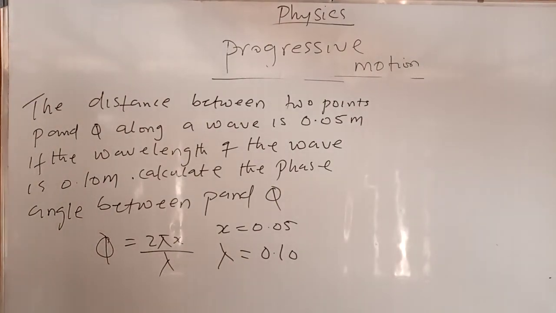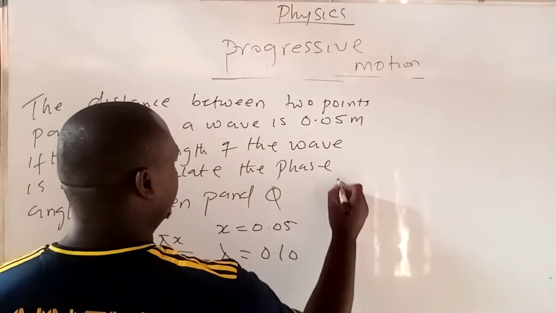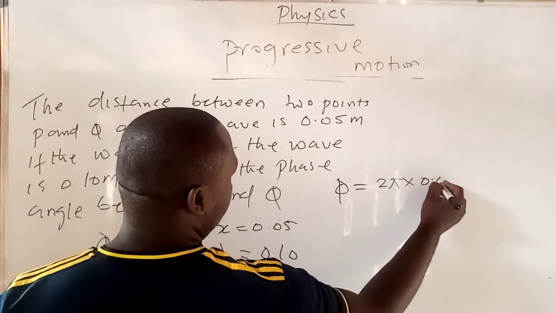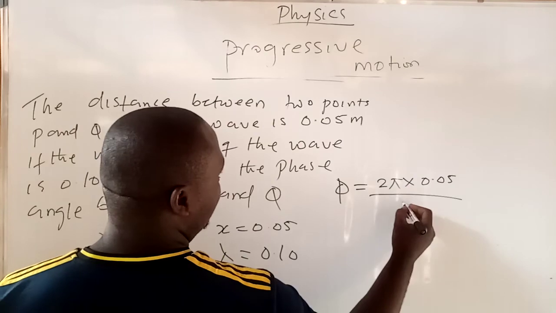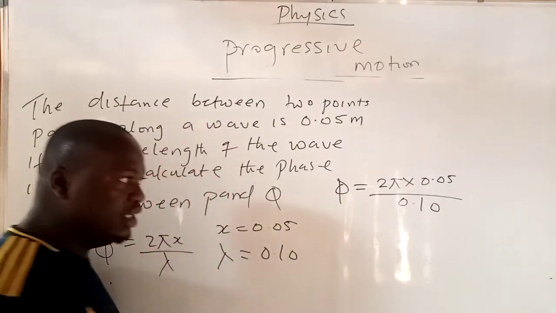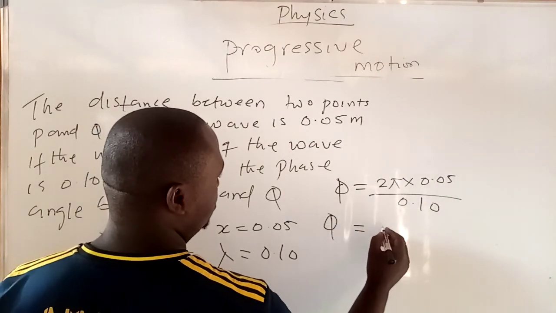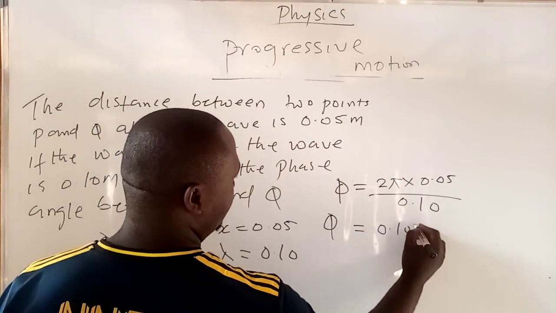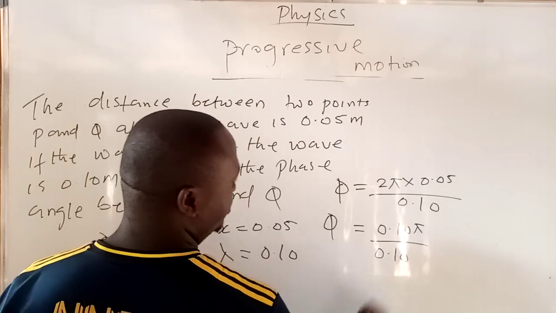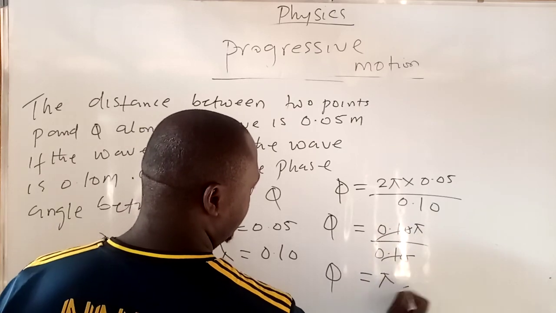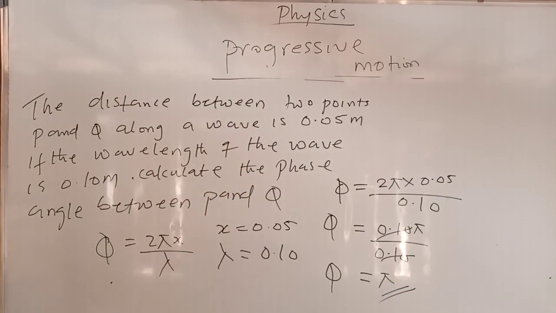This is so easy. Put in your values and the answer will flow, as you know naturally. So the phase angle is 2π times 0.05, all over your wavelength, 0.10. Is it not? So this will give you 0.10π all over 0.10. This will cancel this. Therefore, your phase angle is equal to π. This is so easy. So easy.